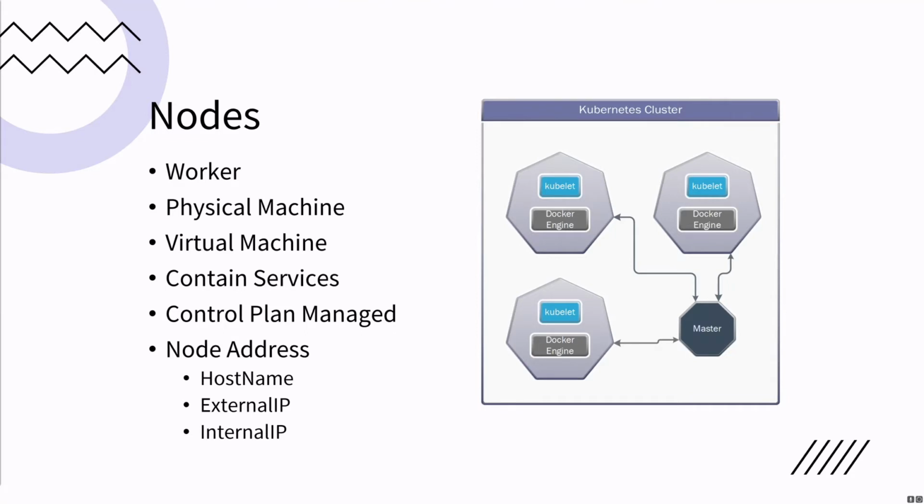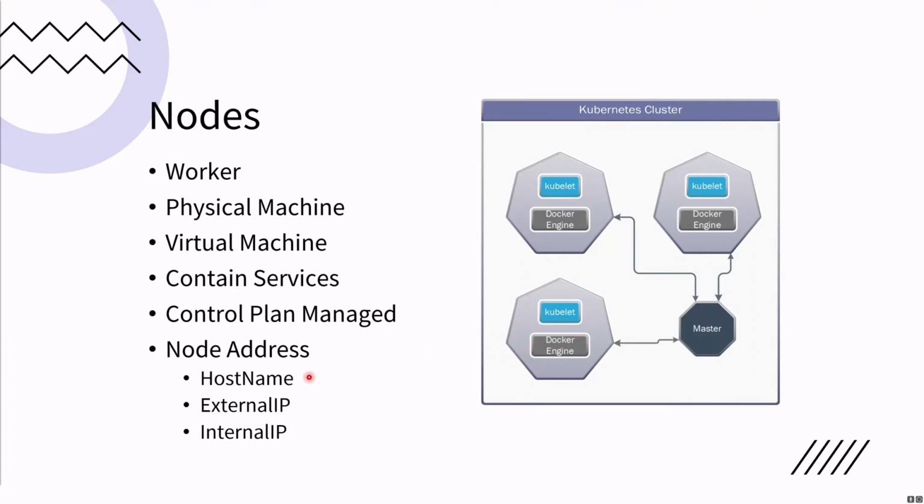So what are your nodes? Your nodes are going to be your workers. They could be physical machines or they could be virtual machines. But it is important just to know that these are going to be essentially your end nodes within the cluster. So you can have one or you can have many, and they are all going to be controlled by the master. They contain different services. So you can see we've got Kubelet installed, and then we also have our Docker engine installed on the node. And they are all managed by the control plane.